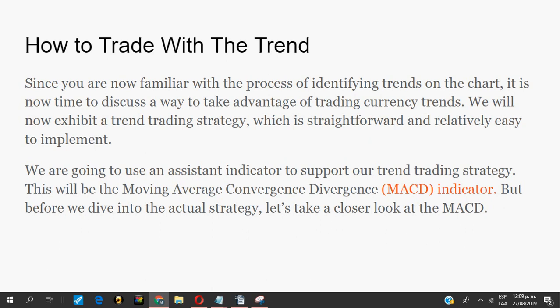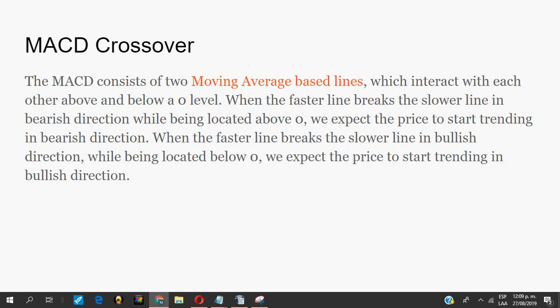But before we dive into the actual strategy, let's take a closer look at the MACD. MACD crossover. The MACD consists of two moving average base lines, which interact with each other above and below a zero level. When the faster line breaks the slower line in bearish direction while being located above zero, we expect the price to start trending in bearish direction. When the faster line breaks the slower line in bullish direction while being located below zero, we expect the price to start trending in bullish direction.